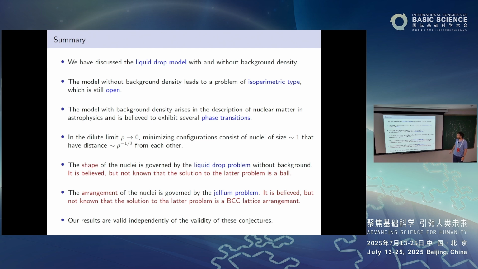nuclei. Then, continuing with this model that's used in astrophysics, the key question is to prove the existence of these phase transitions. We could at least establish on energetic grounds that there is this gnocchi phase, which consists of nuclei of size 1 that are ordered rho to the minus 1/3 from each other. If these conjectures are valid, the size 1 shapes are just balls. The arrangement is on the BCC lattice, but our result does not shed any light on these conjectures.